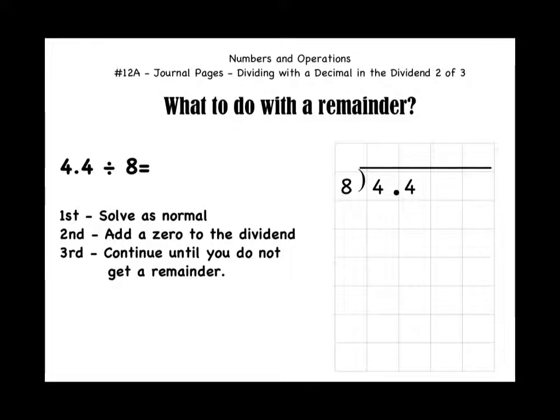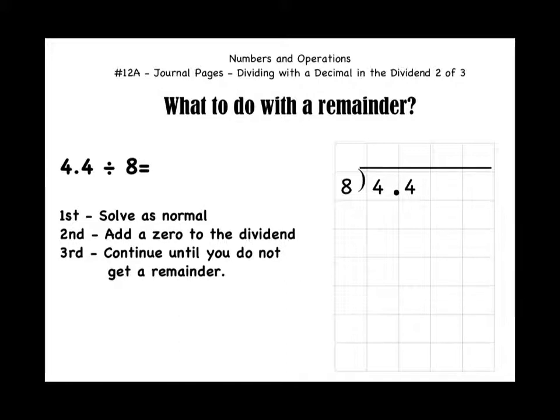Now, the first couple problems we did were pretty simple because they didn't actually have what we would call a remainder, and sometimes we are going to have a remainder. However, when we are dividing with a decimal in the dividend, we can't end up with a remainder because this decimal actually represents a fraction, and so would our remainder, so we would have a fraction with another fraction, and we can't do that.